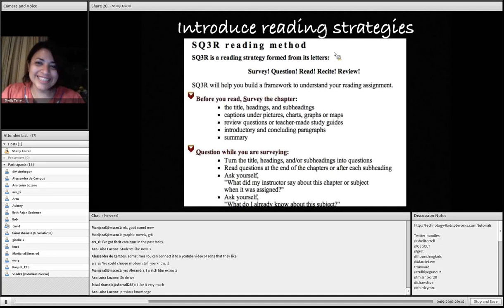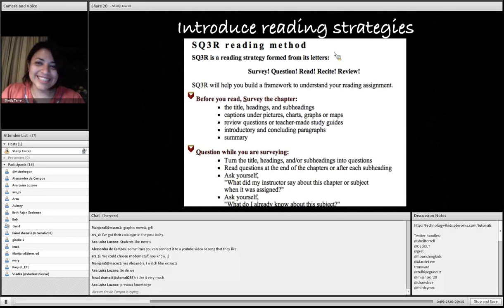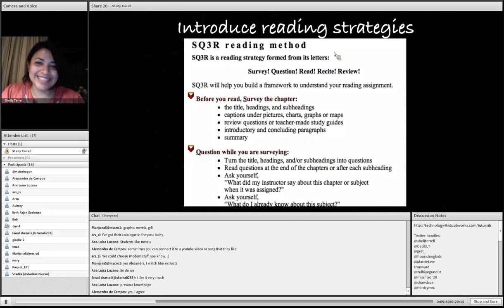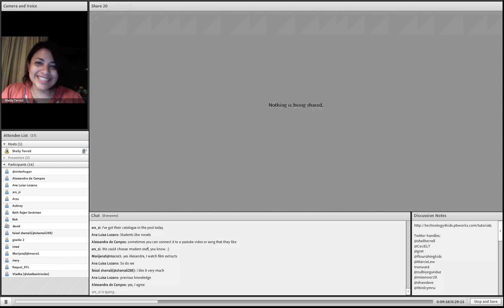I think it's really important when we introduce reading strategies. We need to teach many of our learners not only the language, but how to read, because a lot of times if they understand the reading strategies before that, then they'll be able to effectively read and understand what they're reading. So I like the SQ3R method. It stands for survey, question, read, recite, and review. It's usually used for magazines, but it's really great because you can even do it during the reading. It's a great strategy.